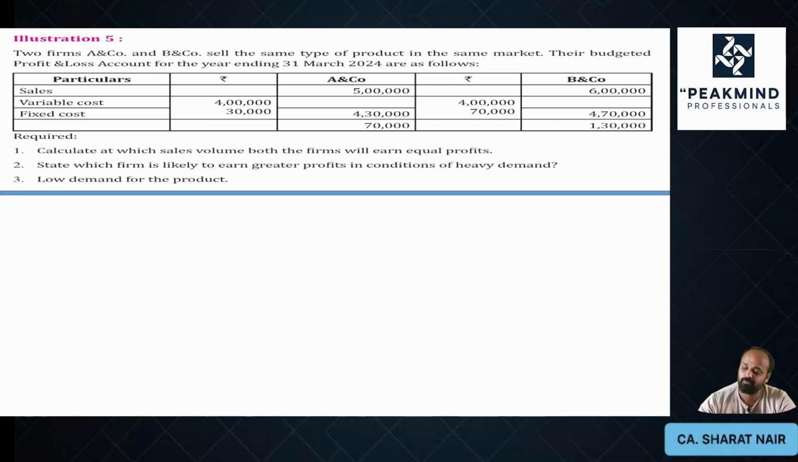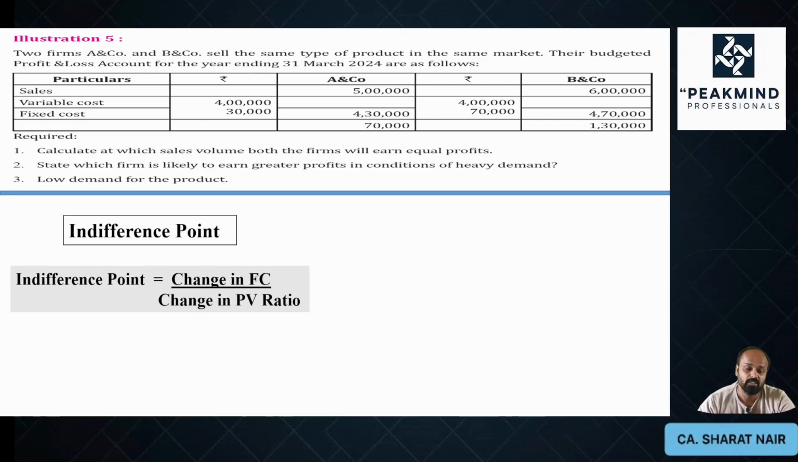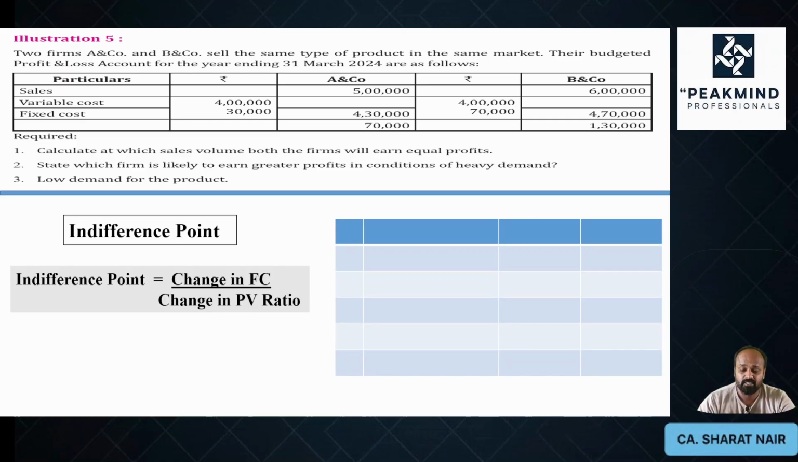So first let us try to find out the indifference point. The formula, there are four formulas we can discuss. However, the one relevant here is change in fixed cost divided by change in PV ratio. So let's first find out these things. Sales, given in the question, are 5 lakh and 6 lakh respectively.